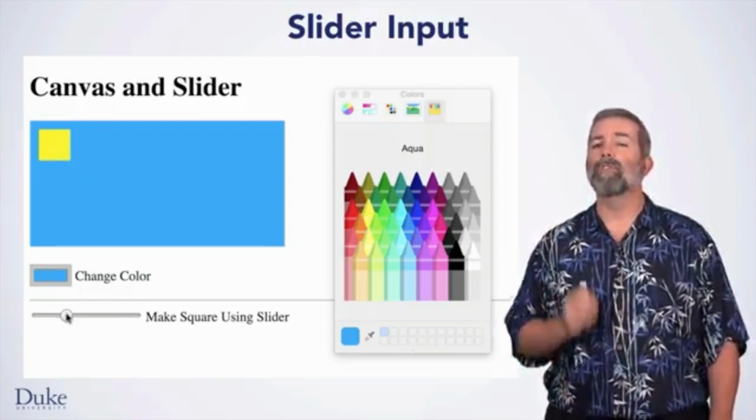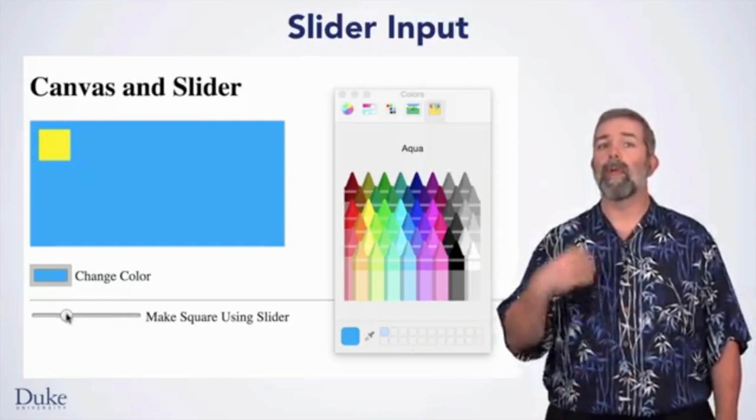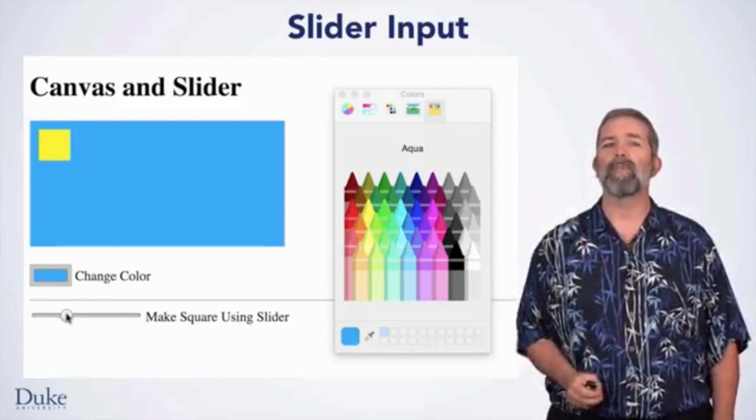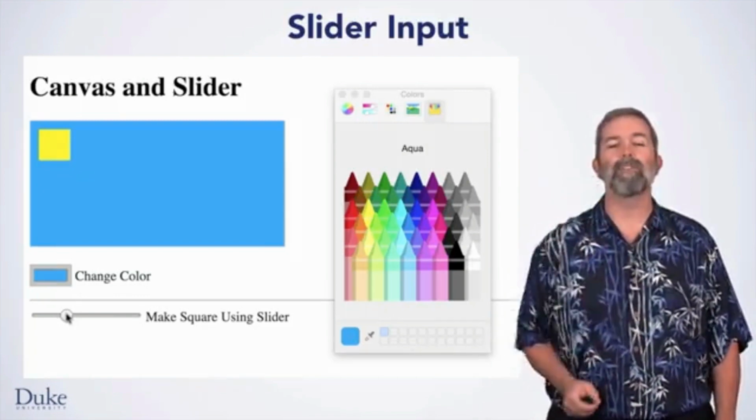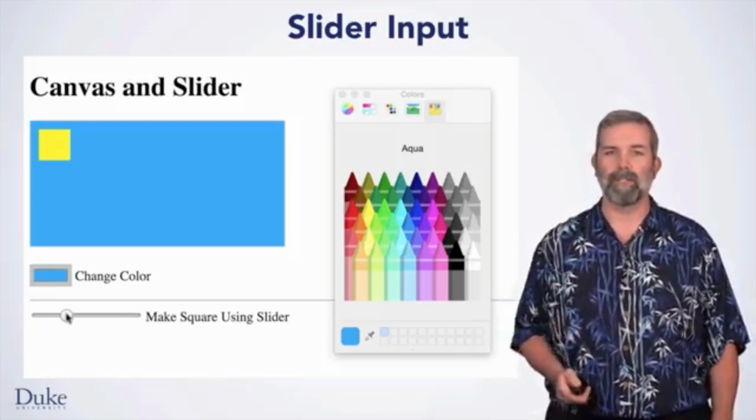Now you know how to use new types of input, the color chooser and the slider, and you know new types of events to use with them, onChange and onInput. Have fun as you continue to make interactive web pages.